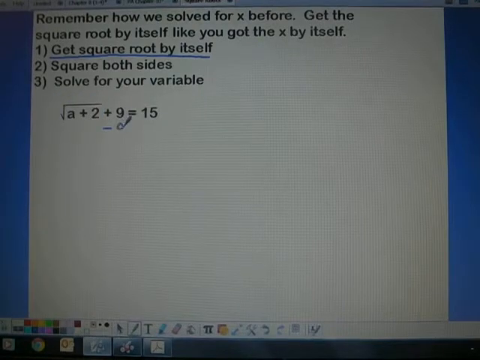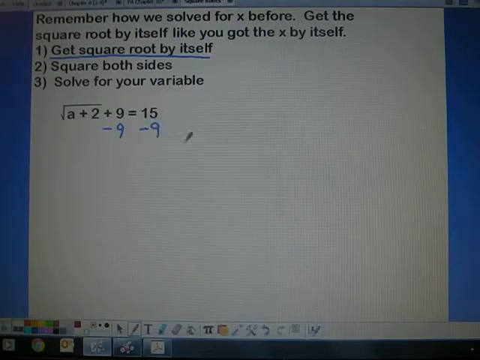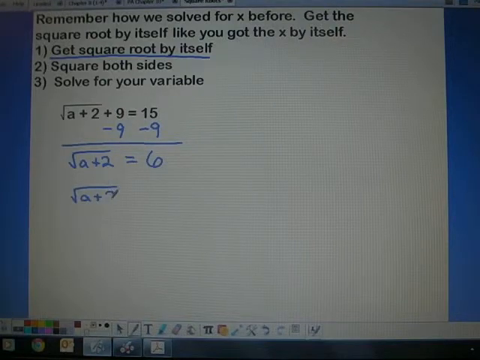So we have to get rid of the 9. Since it says plus 9, do the opposite, subtract 9. That leaves us with the square root of a plus 2 equal to 6. Now that the square root is completely by itself, I'm going to write this again, and I'm now going to be able to square both sides. Once the square root is by itself, you can square both sides.